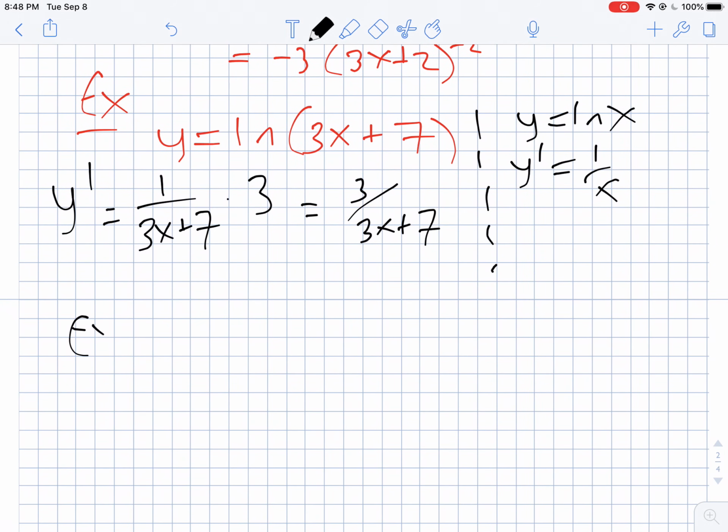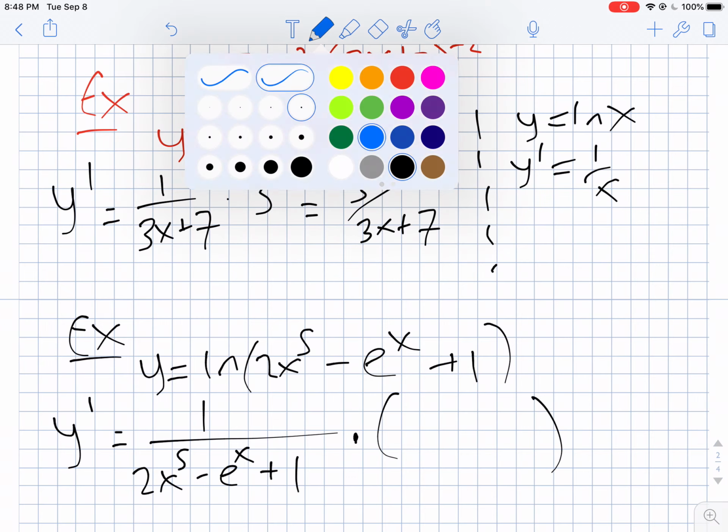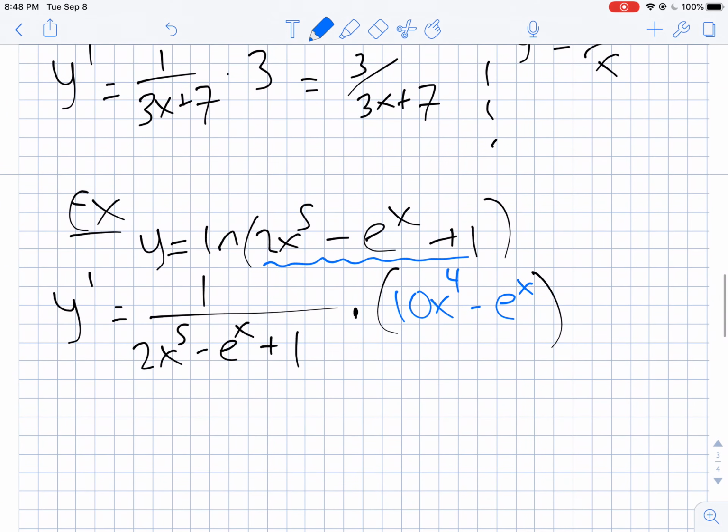Just one more example with a natural log here. Let's say we have the natural log of (2x to the 5th minus e to the x plus 1). Same thing. Don't get intimidated by all this stuff. When you take a derivative, you have 1 over (2x to the 5th minus e to the x plus 1). And then by the chain rule, we multiply this whole fraction by the derivative of the inside. Whatever's in here, that's our g, our inner function. So the derivative there is 10x to the 4th minus e to the x. If you want to clean this up into one fraction, you can. You don't need to, but you can write it as (10x to the 4th minus e to the x) over (2x to the 5th minus e to the x plus 1).